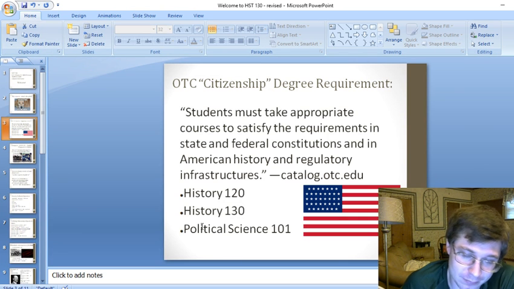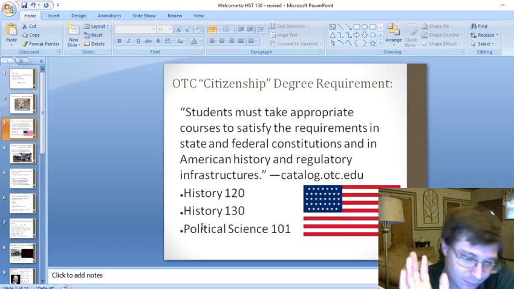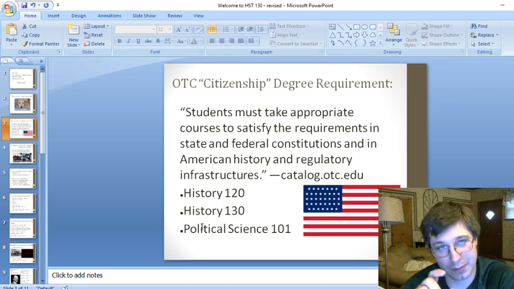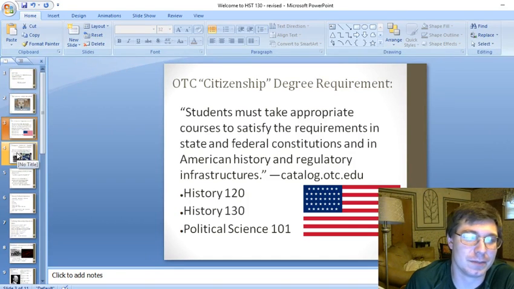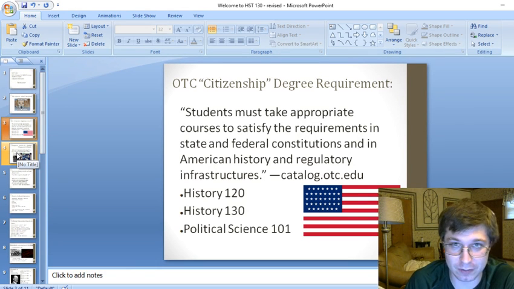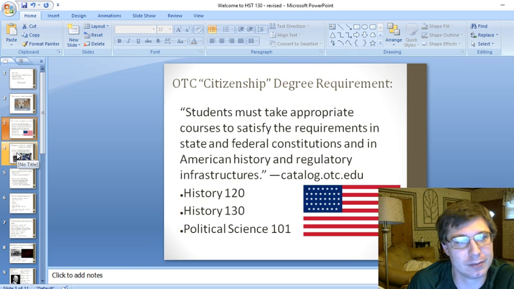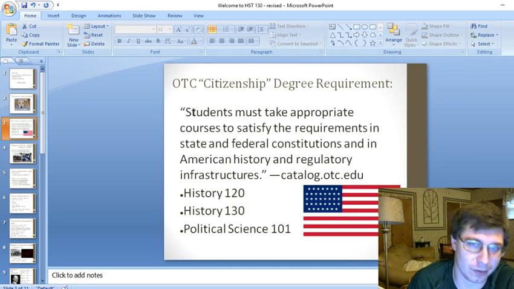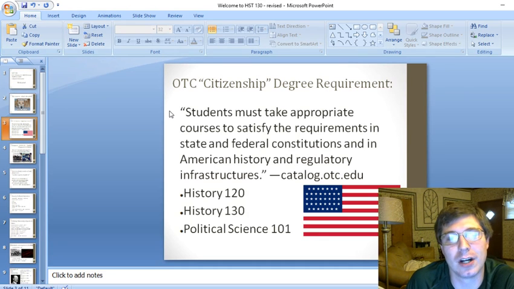As far as I understand, and don't take my word on this, talk to your advisor, make sure you're meeting your degree requirements, these are the three different options you have for meeting what I call the citizenship requirement, to learn about American law and history, American government. And why does OTC think that it's so important for every single student to learn about this sort of stuff? Why do they want to make sure that everyone exiting OTC with an associate's degree or transferring to another college or university has exposure to this sort of thing? Why is it so important?